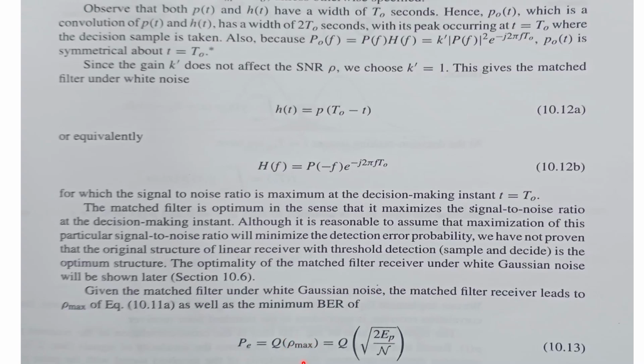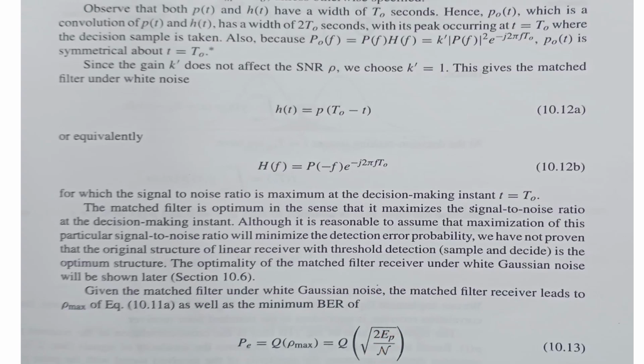Sigma is nothing, your SNR, that is signal to noise ratio, right? So given the matched filter under white Gaussian noise, the matched filter receiver leads to rho max as well as the minimum BER. So if SNR is high, of course your probability of error will be minimum. So that will be Q of the square root of 2Ep divided by N0. So this is the SNR for your case.